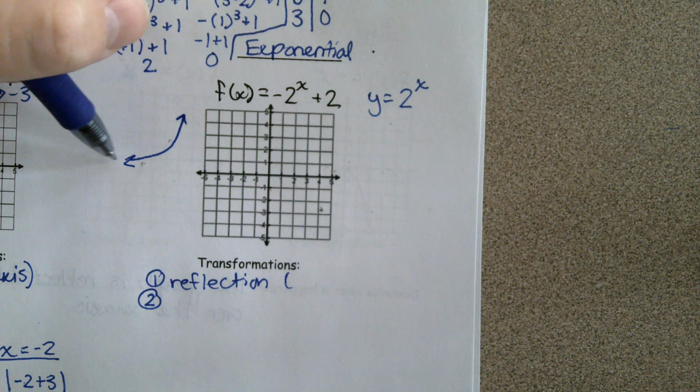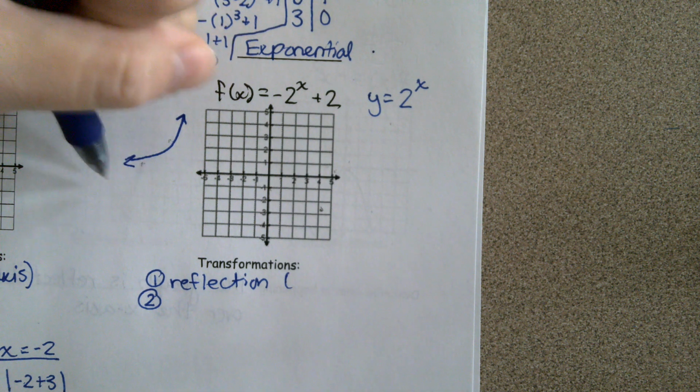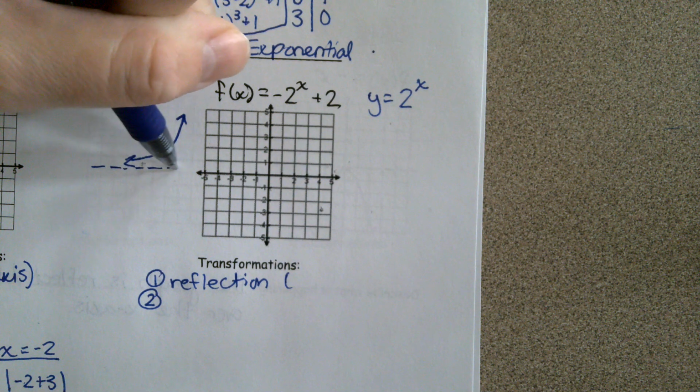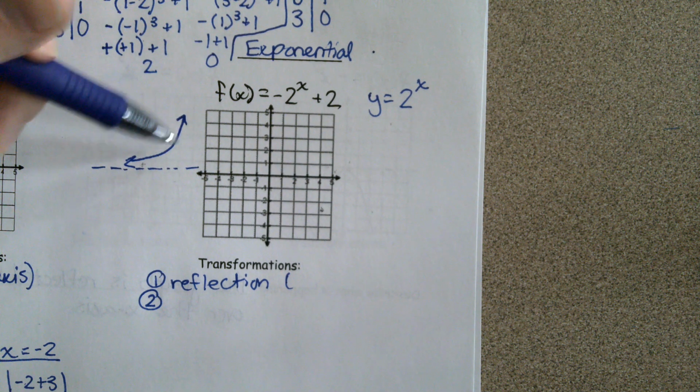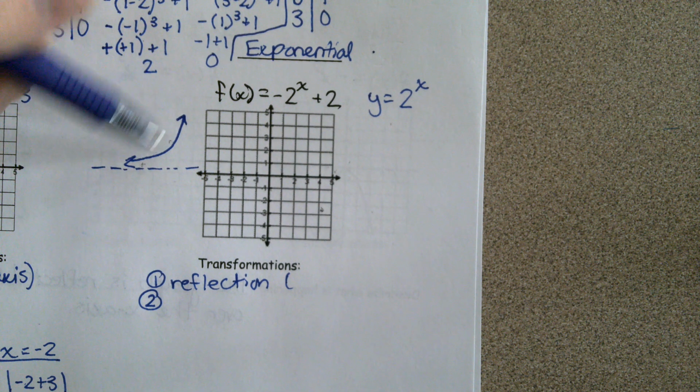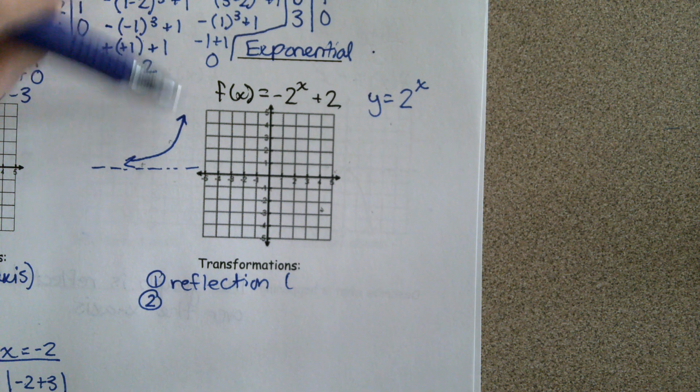As it goes down, it starts to get flatter. And then we've got this absolute asymptote under it that's going to flatten it out. And then as it goes up, it's going to get pretty steep pretty quickly.